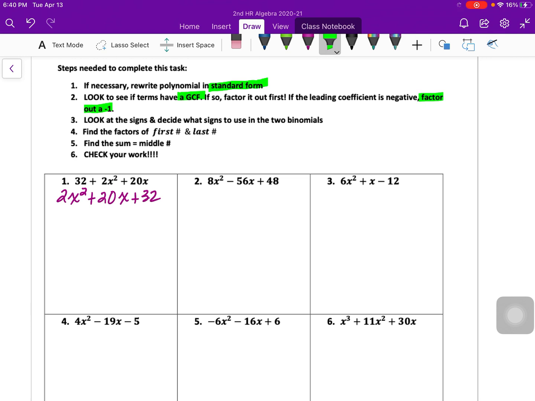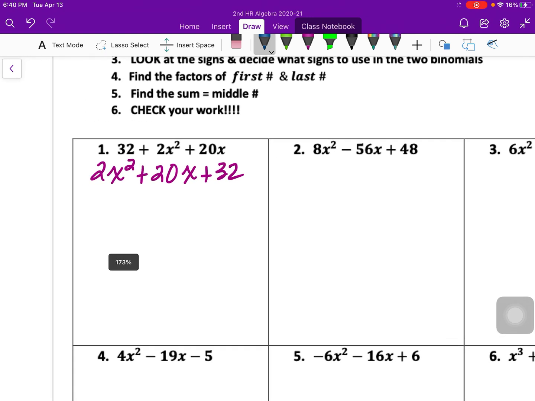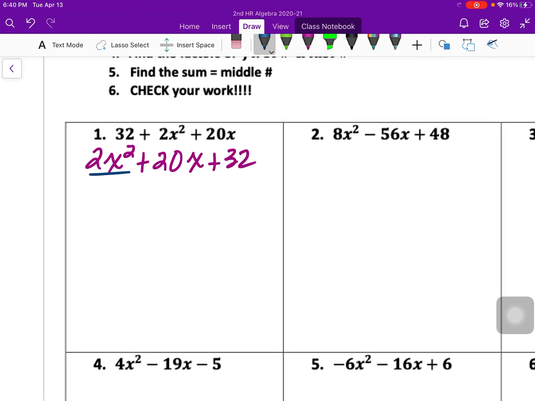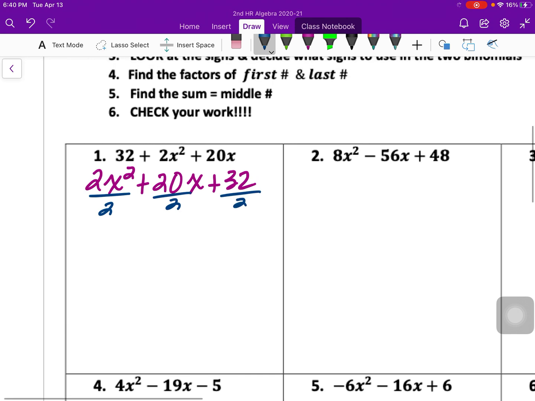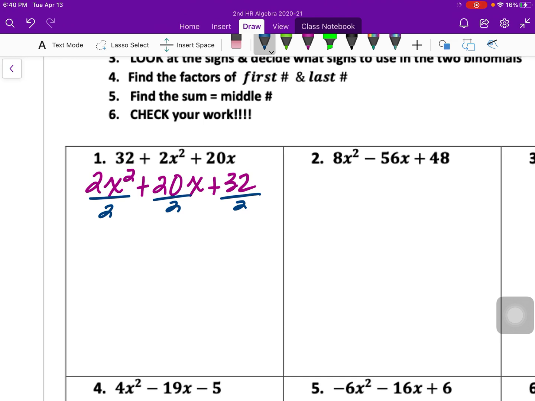In 7.4, we practiced factoring out the greatest common factor. In this case, hopefully you can see that all 3 terms have a common factor of 2. So we're going to factor out a 2. Remember I said in section 7.4 when we were factoring, don't throw it away. You have to keep the 2 as a factor. The remaining trinomial is x squared plus 10x plus 16.